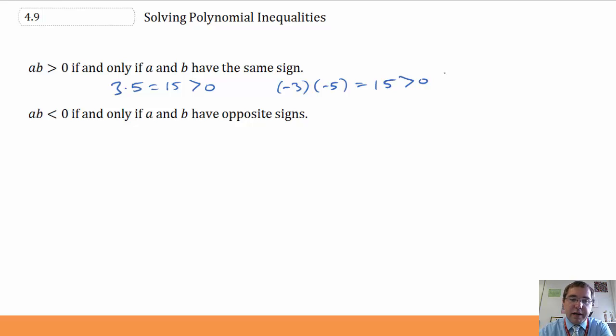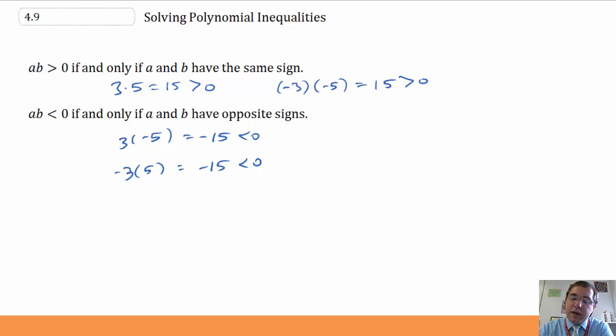If they have opposite signs, where one is positive and one is negative, then their product is always going to be negative. So if I took positive 3 times negative 5, I get negative 15, which is less than 0. If I took negative 3 times positive 5, I get negative 15, which is less than 0. So if they have opposite signs, their product will always be negative, and that's the only way their product can be negative.